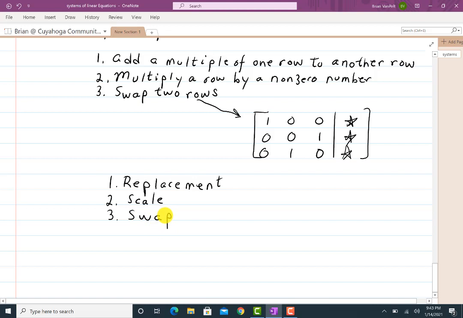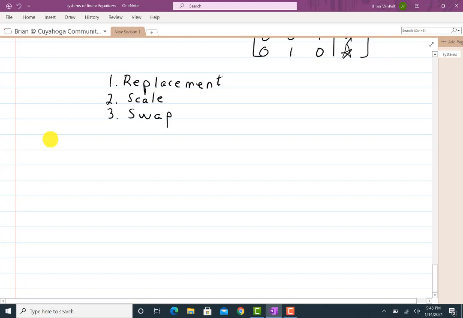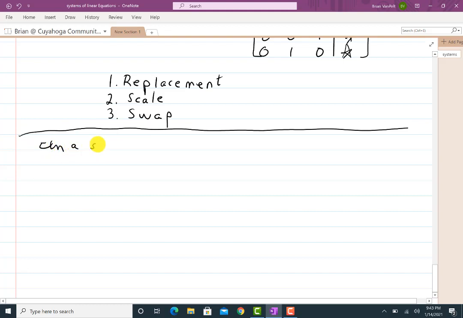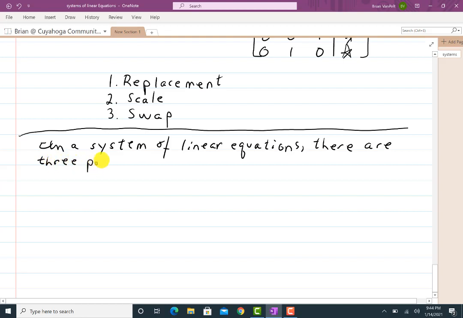And whenever you have a system of equations in general, I should be a little more specific about that, a system of linear equations, there are 3 possible outcomes. So one possible outcome that you could have is a solution. A single, unique solution.